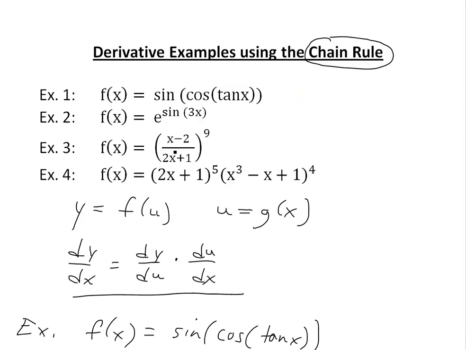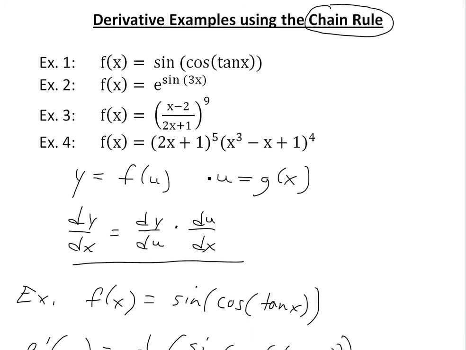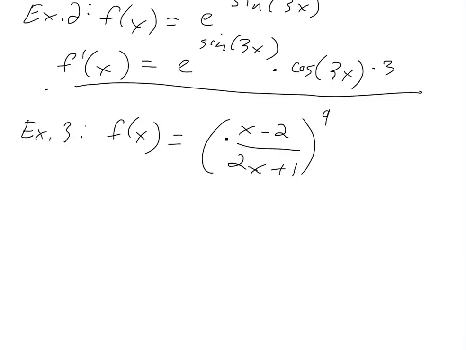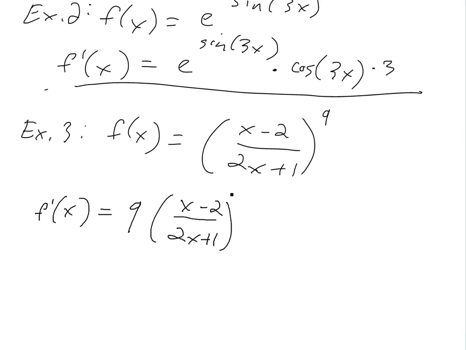In example 3, we actually use the chain rule and the quotient rule, if you remember that from another video. In this example 3, f(x) equals x minus 2, all divided by 2x plus 1, to the power of 9. The outer function is the power, which is this to the power 9, and the rule for that is to put the 9 down, then write x minus 2 over 2x plus 1 to the power of 8. Then we multiply by the inner derivative, using the quotient rule.